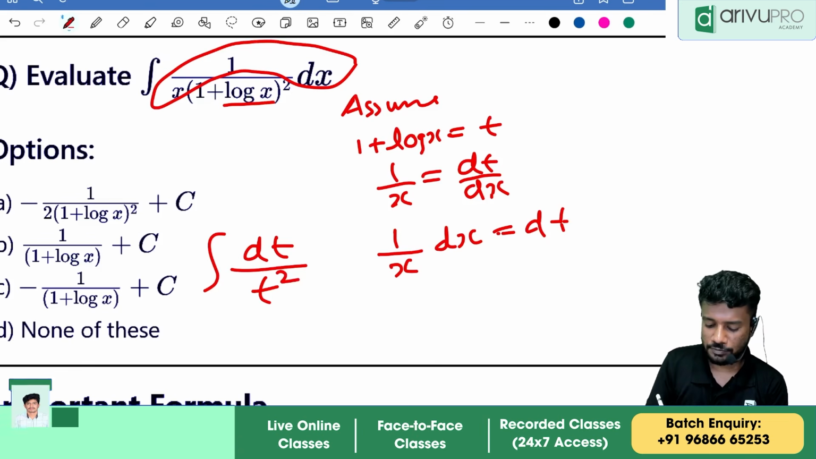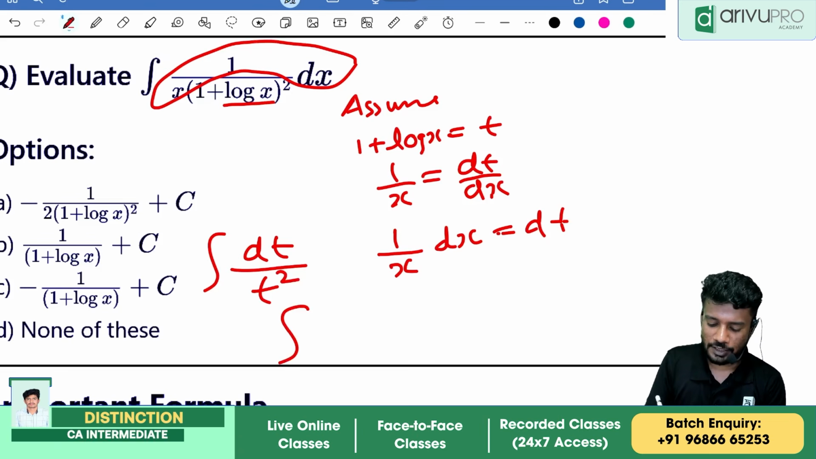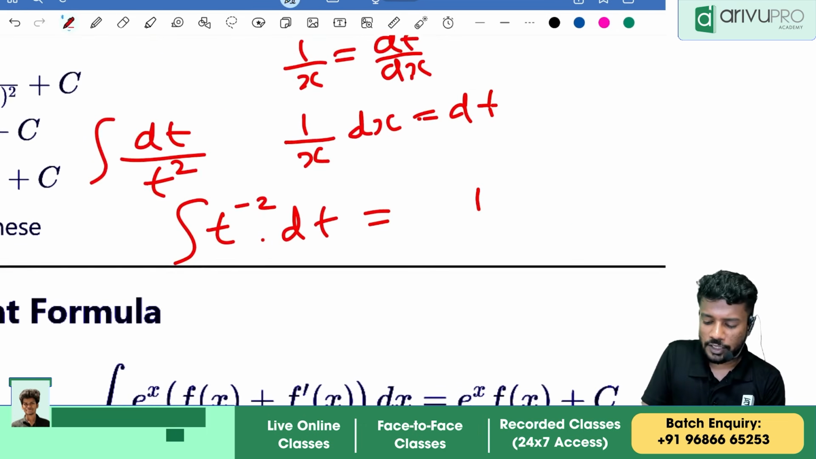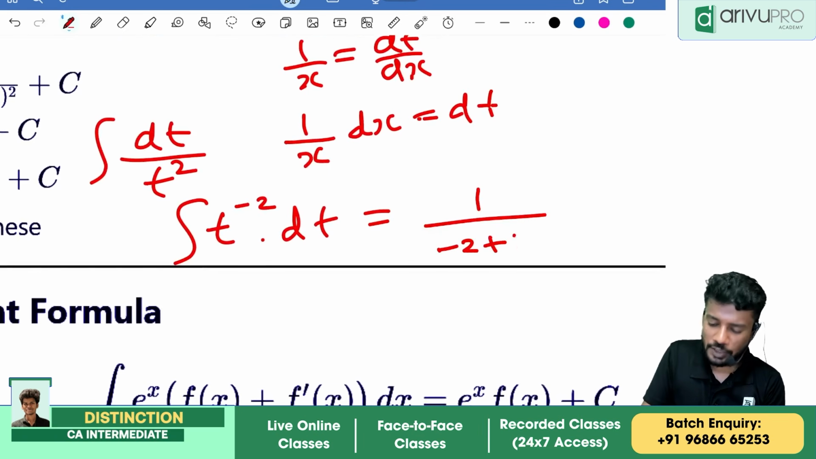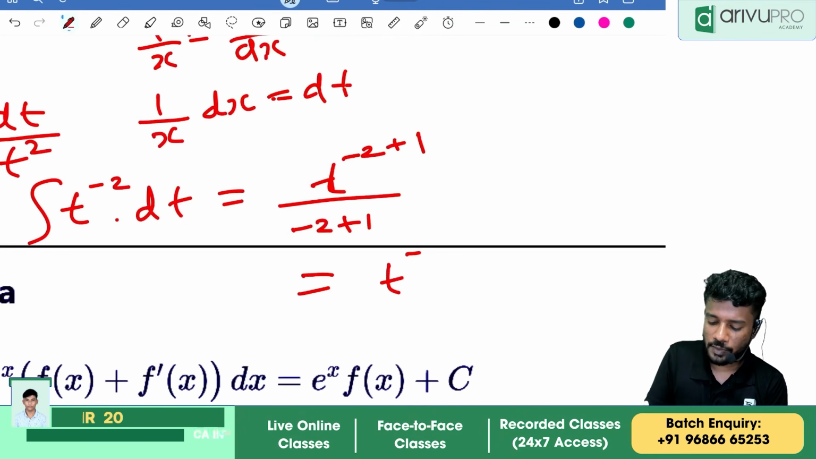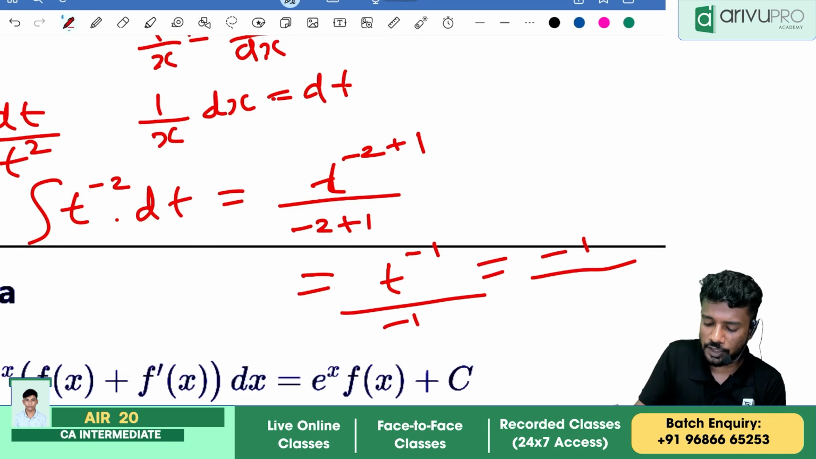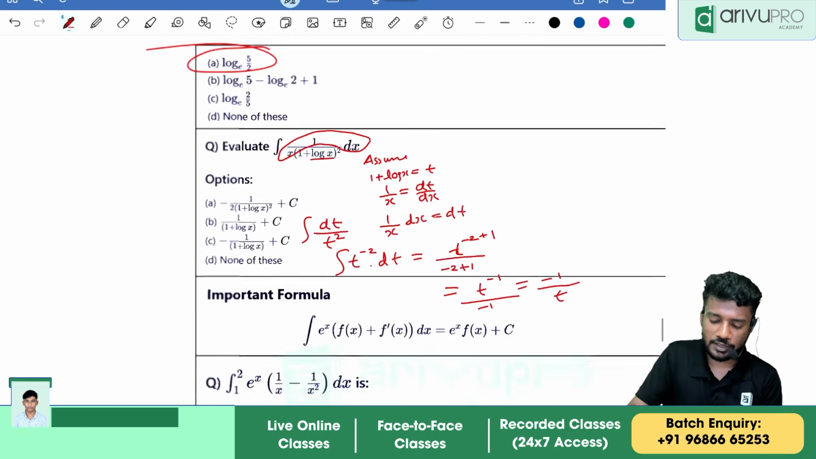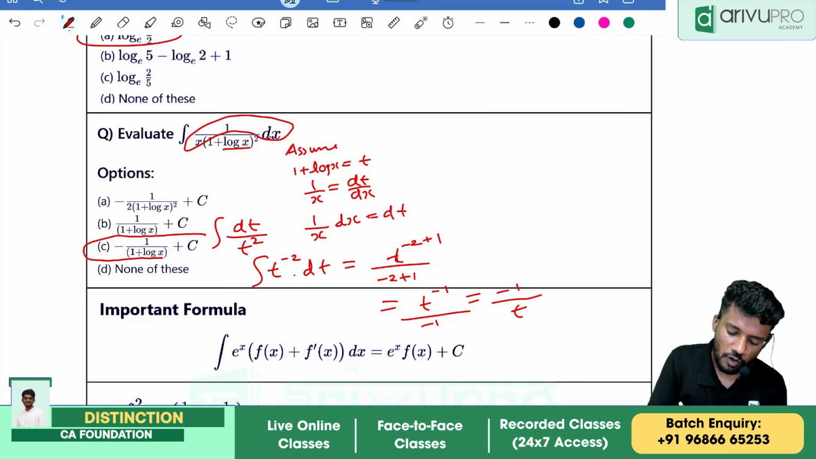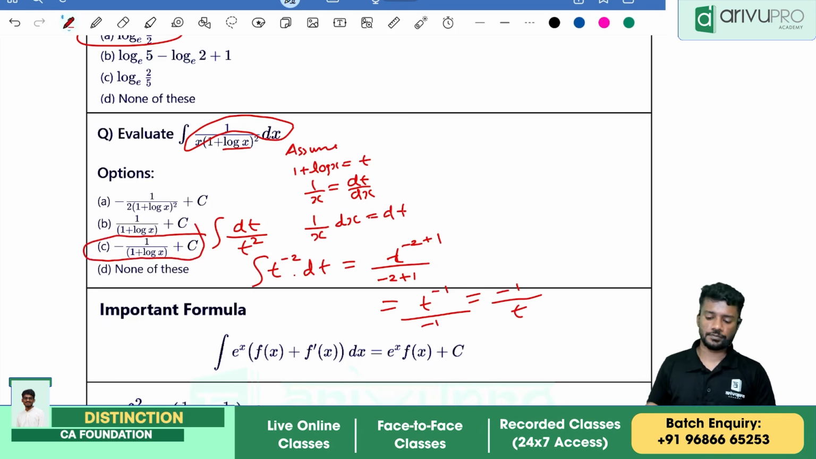So tell me the answer. t square is how much? You will write it as t raised to minus 2 into dt. 1 divided by minus 2 plus 1 is there. Then t raised to minus 2 plus 1 should be there. What is the answer? t raised to minus 2 plus 1 is t raised to minus 1, divided by minus 1. So minus 1 divided by t is your answer. Instead of t, what are you going to put? 1 plus log x. So the answer is what? Option C is your answer.